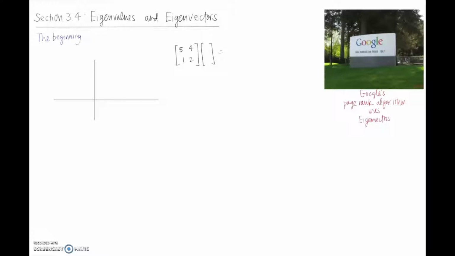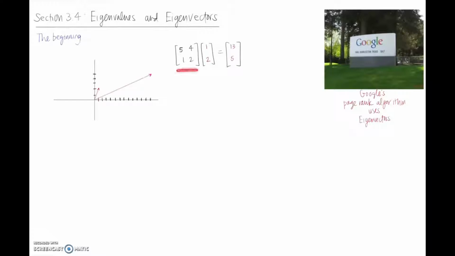We could take really any vector. How about 1, 2? So here is the vector 1, 2. It's right up here, and we're going to see where it goes under this transformation. Okay, 5 times 1 is 5, plus 8 is 13. Actually, let's write it like this. So 13, and 1 times 1 is 1, plus 4 is 5. Okay, so that original vector 1, 2 goes to 13, 5.